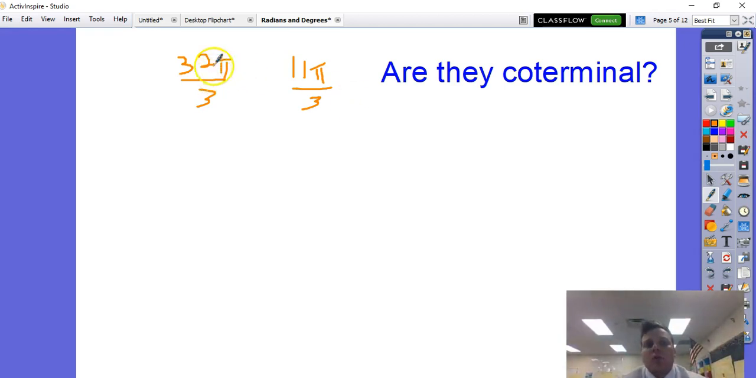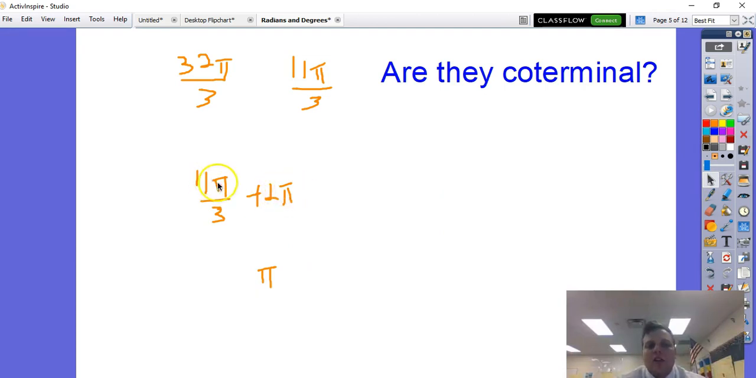Let me ask you this question: which one's bigger, 32 over 3 or 11 over 3? Hopefully 32 over 3. I prefer to start with the smaller one, so I have 11 pi over 3. What can I do to check if they're coterminal? I could add 2 pi to this, and if I add 2 pi, I can see if it's that number. So how do I add 2 pi to 11 pi over 3? Well, they both have pi's, so my final answer is going to be in terms of pi. I don't need to worry about multiplying by pi or adding pi.